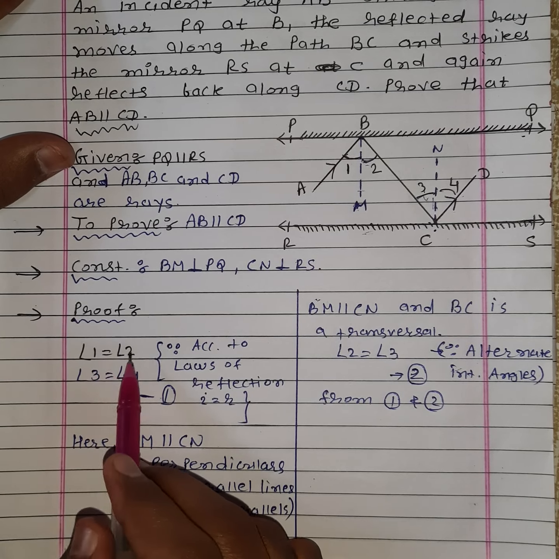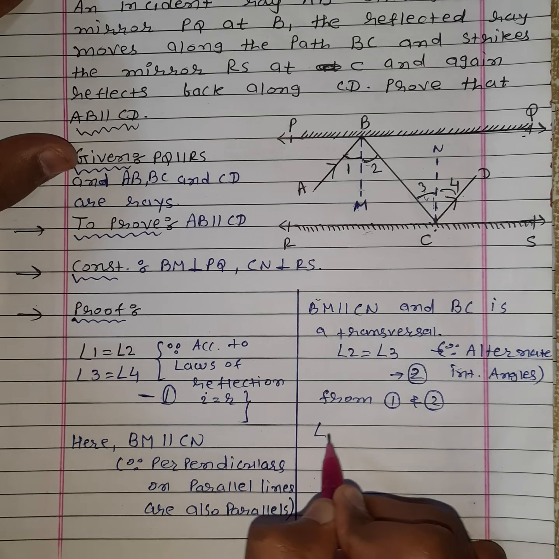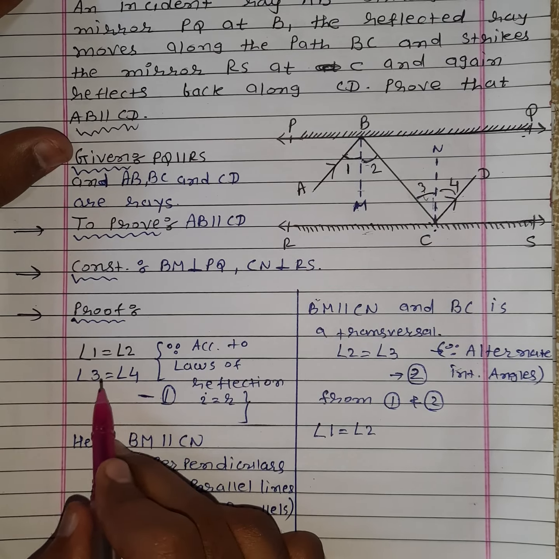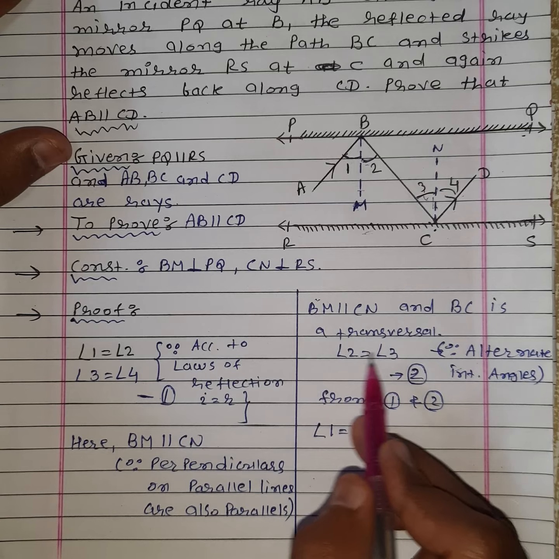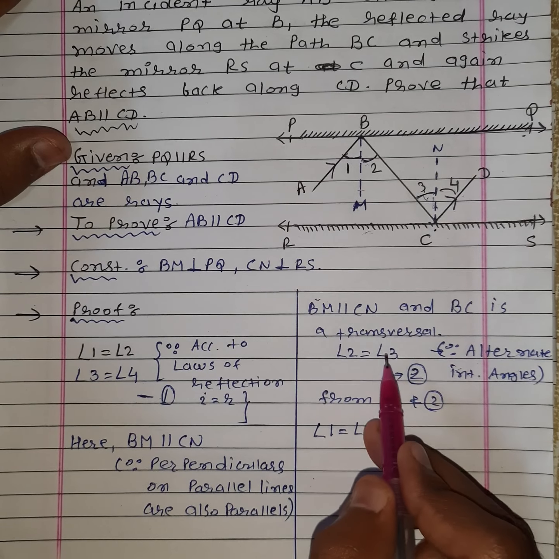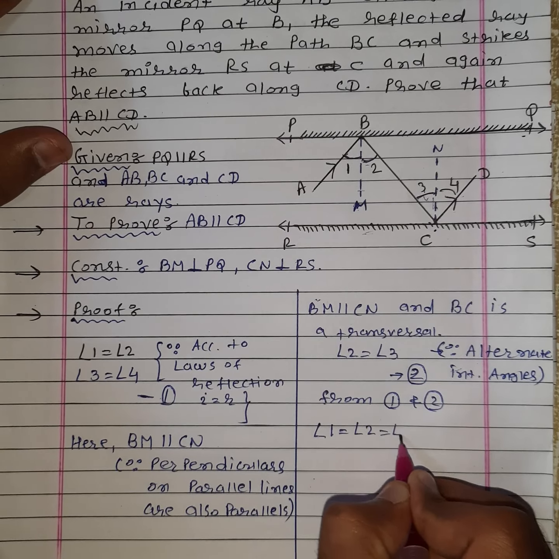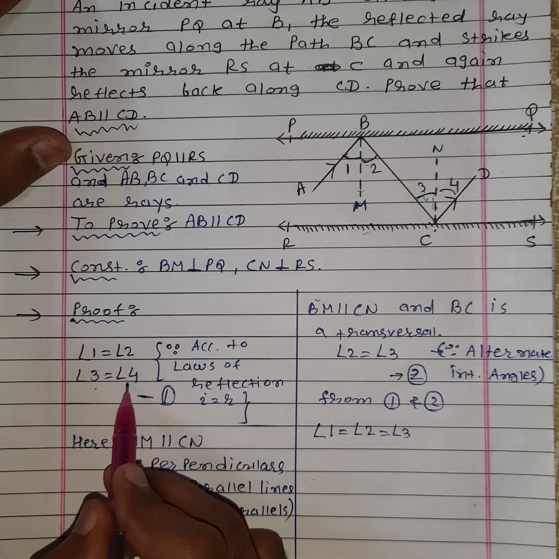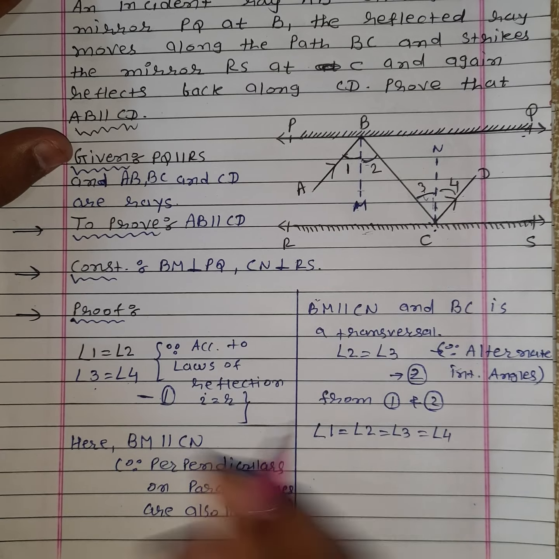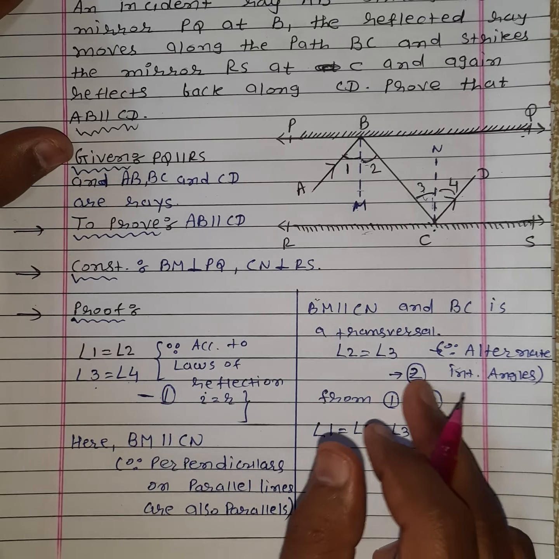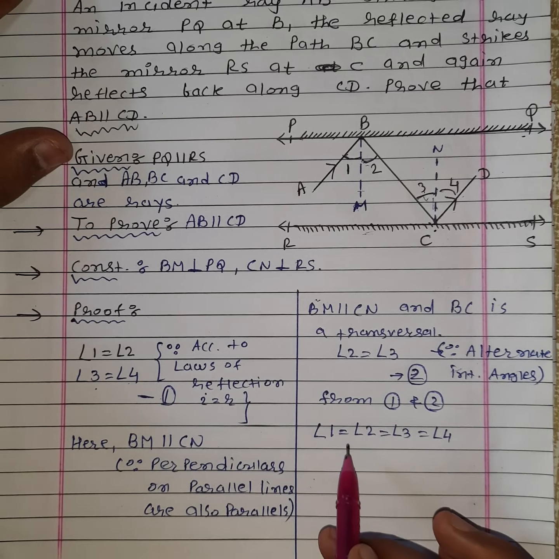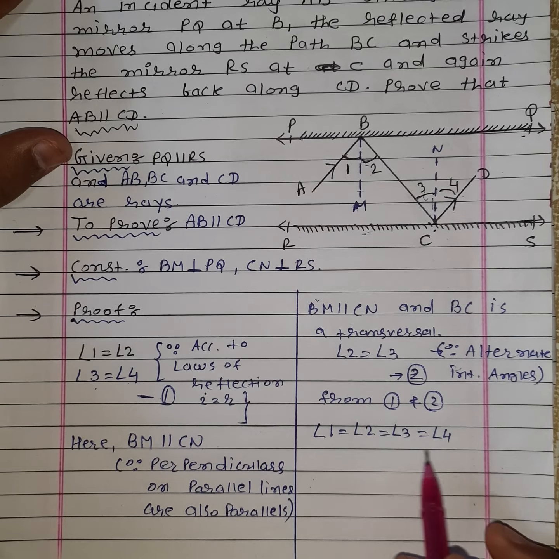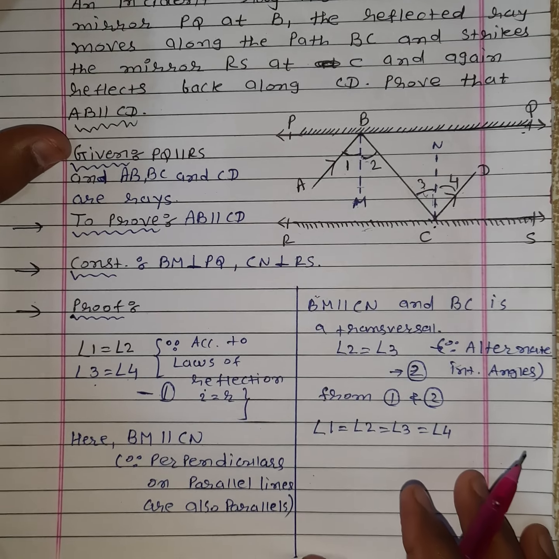From result number 1 it is clear that angle 1 is equal to angle 2, and from result number 2 it is clearly seen that angle 2 and angle 3 are equal. And again come back to result number 1: angle 3 is equal to angle 4. So from result number 1 and result number 2, all these four angles, angle 1, angle 2, angle 3 and angle 4, are equal to each other. Okay, hope you are clear with this.